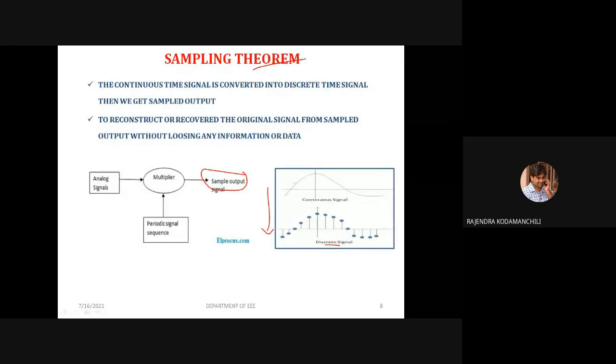How to convert a continuous time signal to a discrete time signal? Anybody guess? With the help of what do we convert a continuous time signal to a discrete time signal? Anyone guess?